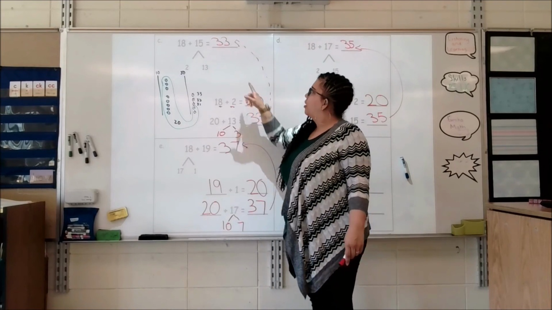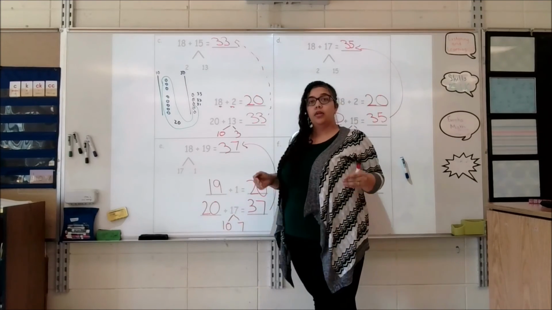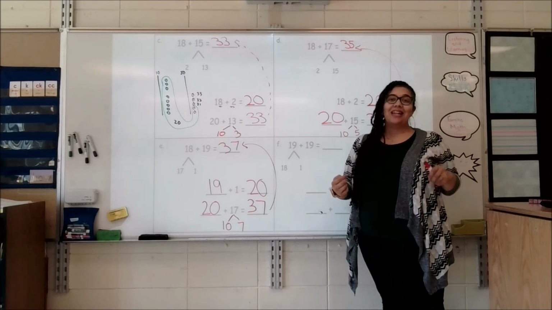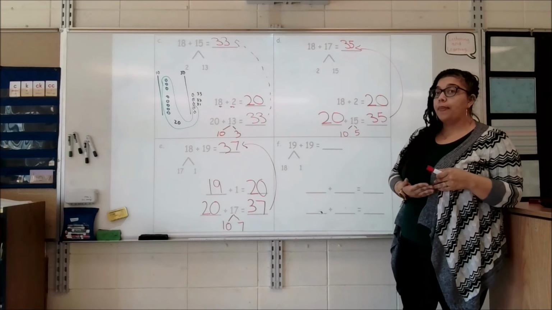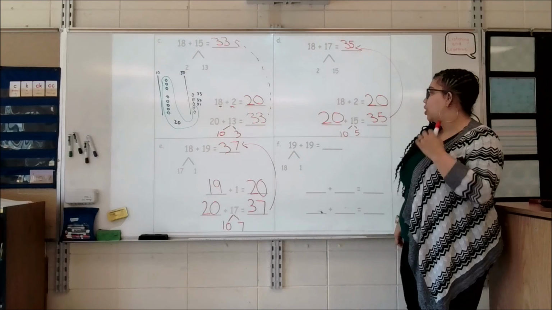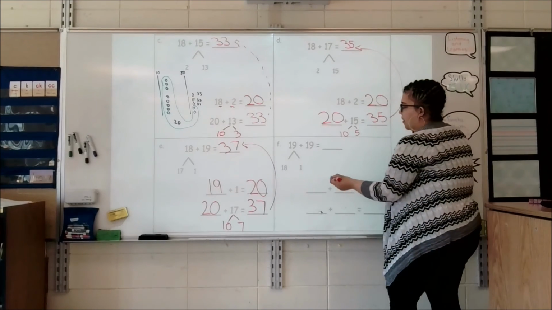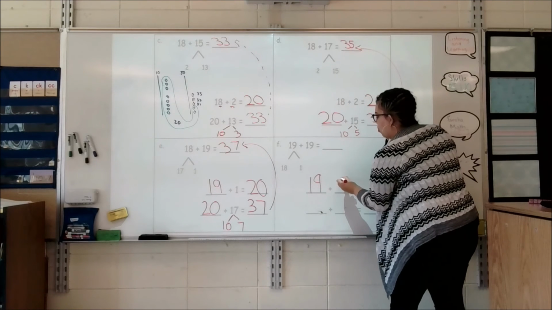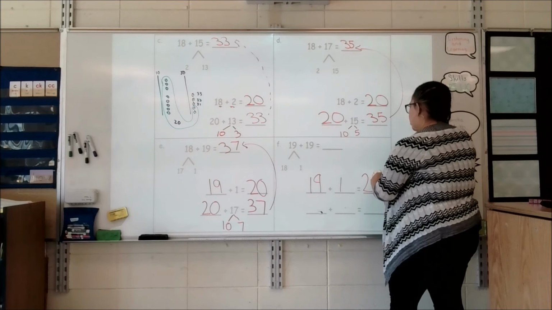Do each strategy to solve the problem. Going to work towards the bigger problem. Now this time we have 19 and 19. Right now we see our parts are the same. We have the same part twice. What we're going to do is just pick the first one. So that means we're going to say 19 and 1 is equal to 20.